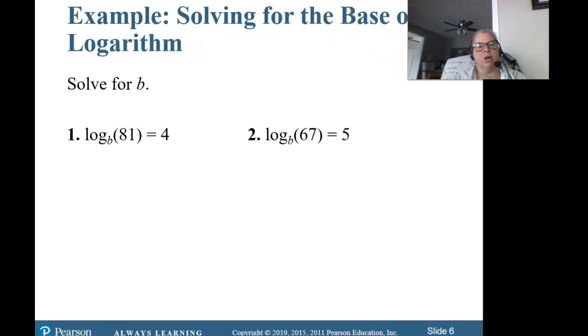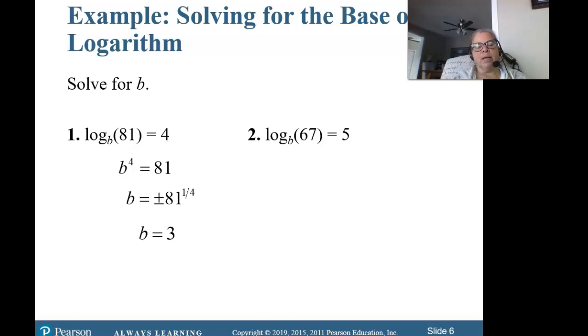Solving for the base of a logarithm. So now the exponent's not within the parentheses. You can see that it is in the base area. So log b of 81 equals 4. We know that we can rewrite this in exponential form where the base raised to the 4th power is equal to 81. When we raise each side to the 1/4 power, we get b is equal to plus or minus 81 to the 1/4, which is equal to 3.